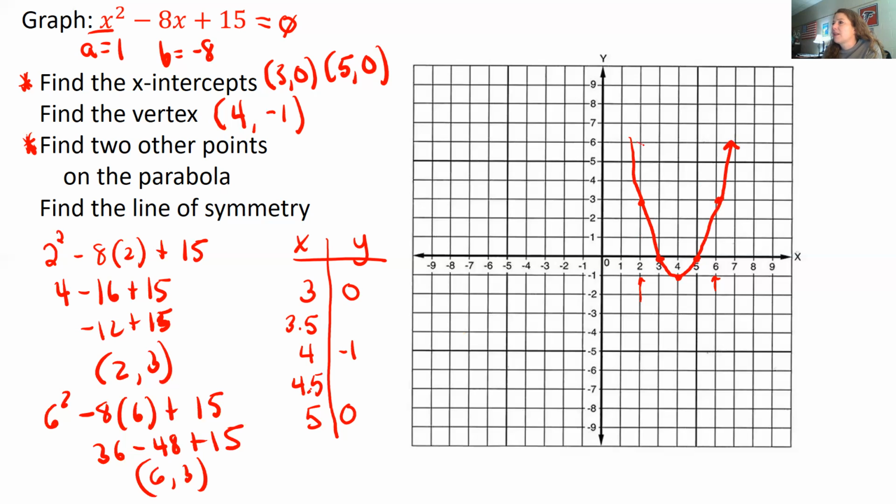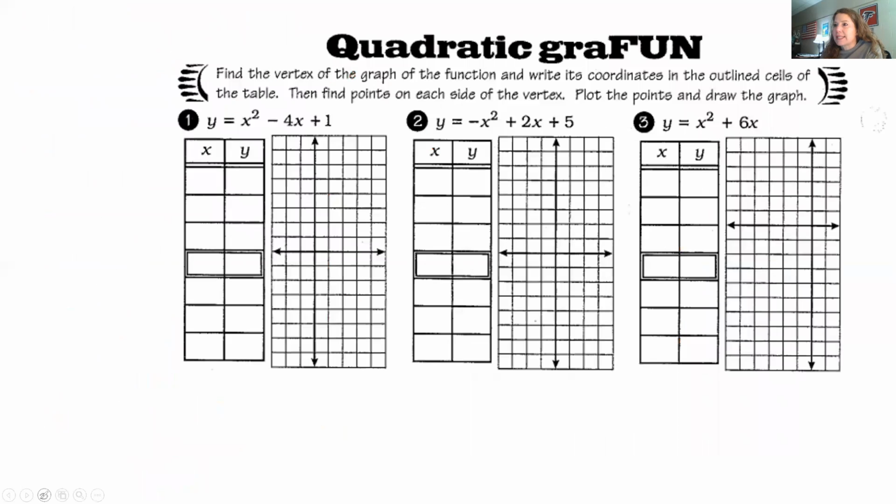Okay. All right, so our vertex is right here. So what would be our line of symmetry? It always goes right through the vertex, and you write a vertical line in equation form, x equals, and that x value was 4. So this is the line of symmetry right there. Okay, so that's a good reminder. So basically you guys are going to be doing all that today.